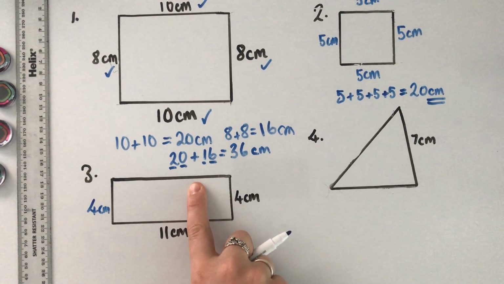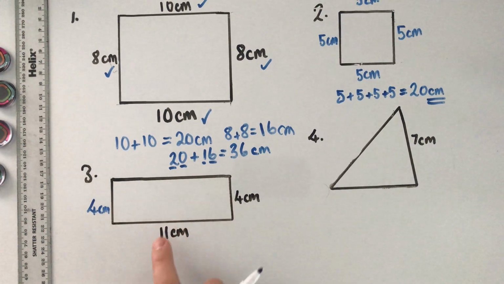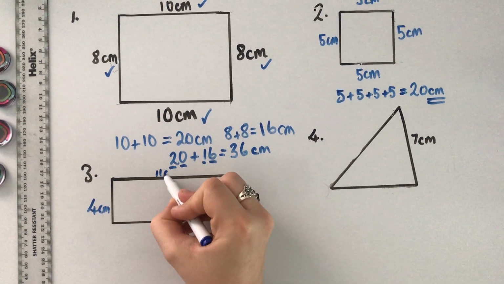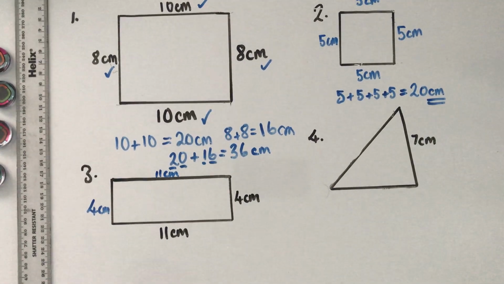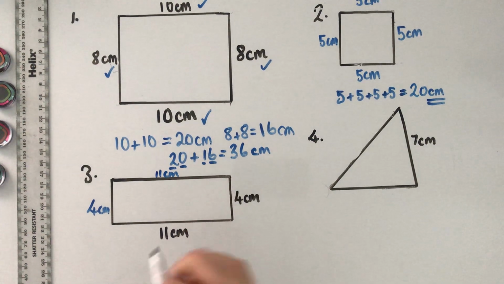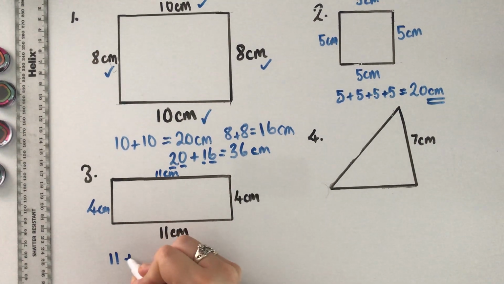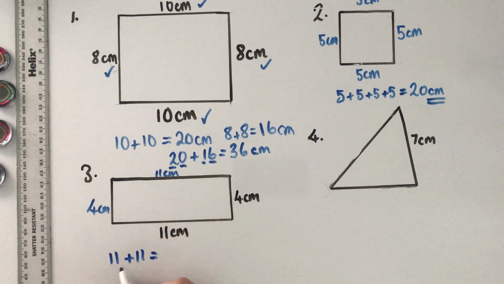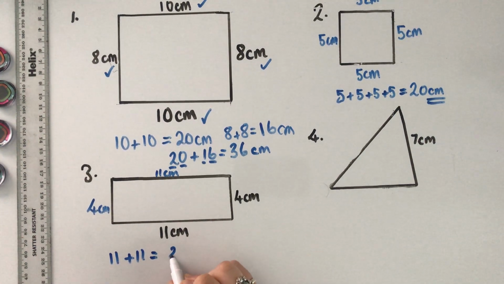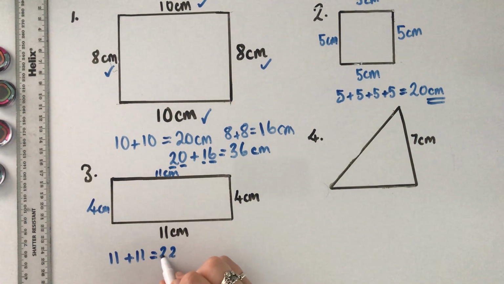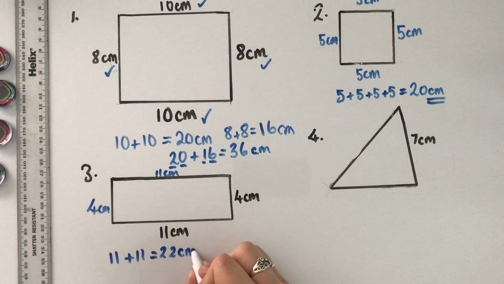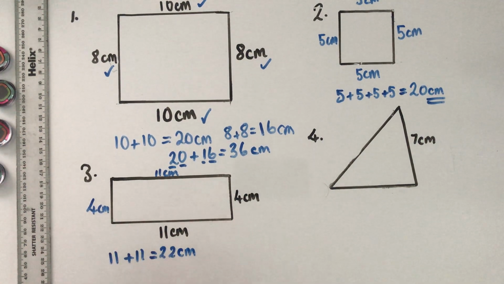So what length do you think this one's going to be here? Yeah, that's right, 11 centimetres. So what do we need to do next? Add up all of those sides. Let's do our 2 11s first. So 11 plus 11 equals, add up your units, 1 and 1. 1 and 1 for your 10s, so 10 and 10. So it's 22 centimetres.